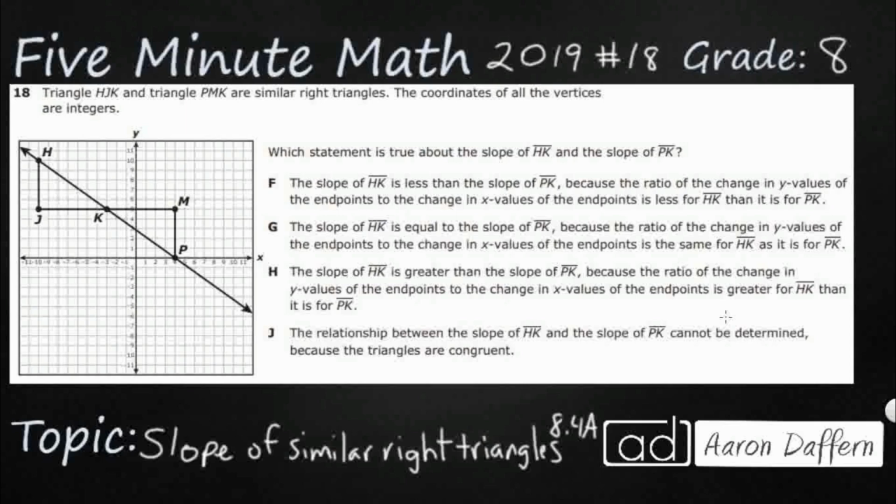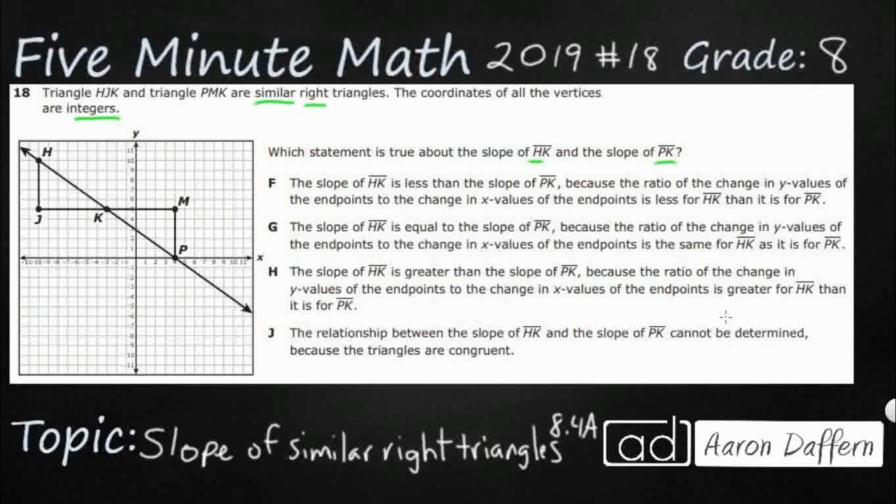So we've got two triangles here. They are similar and they are right triangles. That's going to help us here. And all the coordinates are integers. So good, no decimals, no mixed numbers or fractions. So we need to figure out some statements here about the slope of HK and PK.